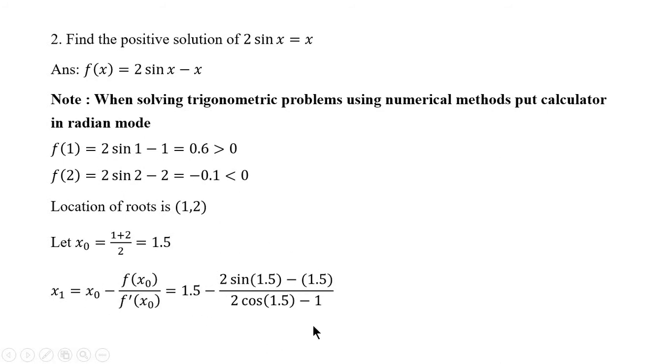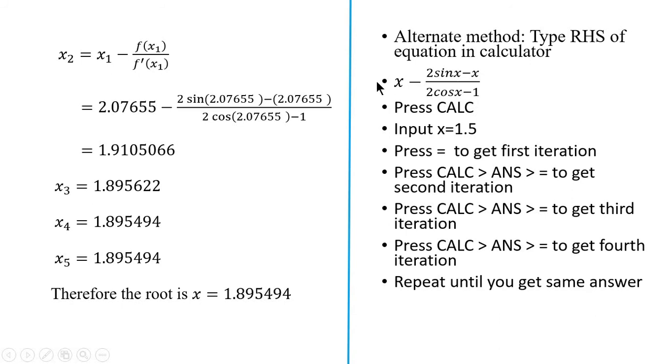You can solve this manually, but I am going to use an alternate method to find the values of x1, x2, x3, x4. For that, I am going to type the right hand side of the equation, that is x minus f of x by f dash of x. Press calc. It will ask you what is the initial root. You know our initial root is 1.5. Repeat these steps, you will get x1, x2, x3, x4, x5. You can stop when you get the same answer.